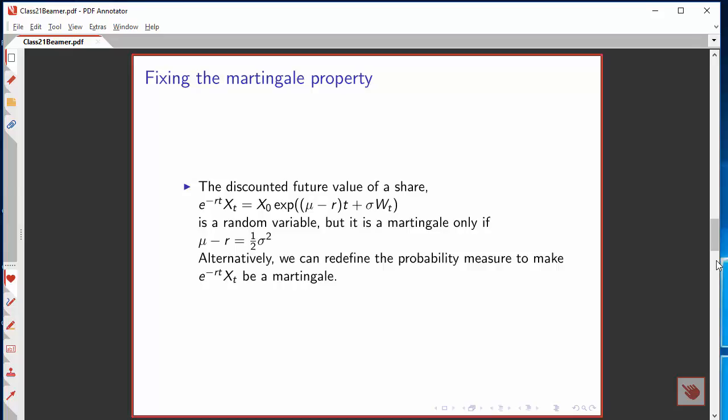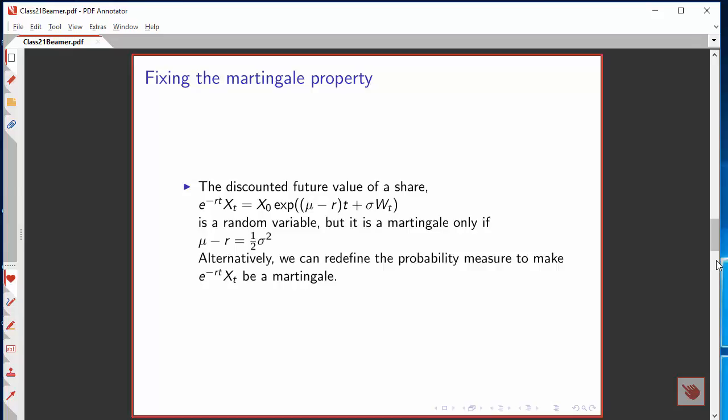Now we've got to fix the martingale property in the exponent. If you look at the discounted future value of a share, I've multiplied by e to the minus rt in order to discount the future value. That's a random variable, but as we found out last time, it's not necessarily a martingale. We have to have just the right value for the drift, and in this case, we need some drift in order to offset the discounting effect. So it's mu minus r that has to equal 1/2 sigma squared.